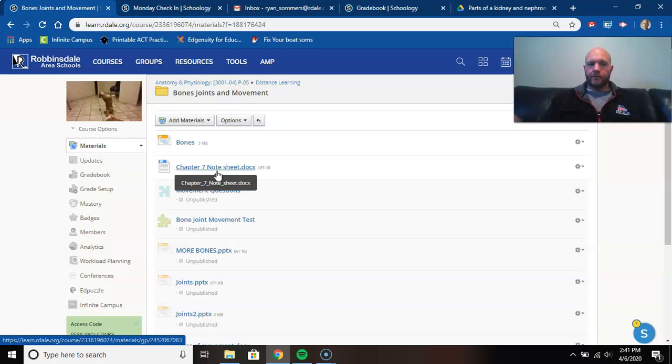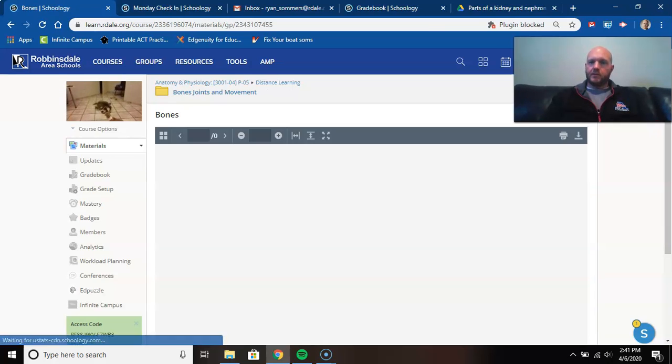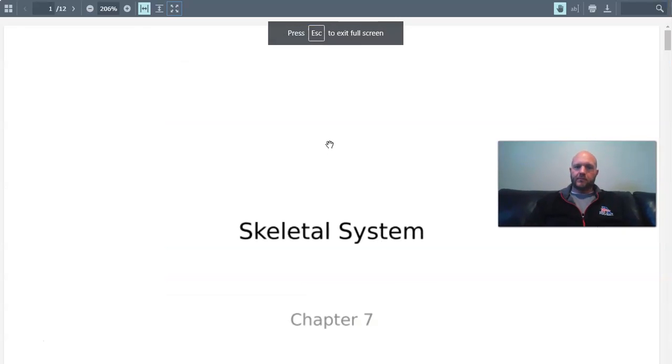So if you're going to do it, great. If not, you're still going to need to know the information because that's what this unit is about. This bones one is where we start. And we're going to go through parts of a long bone and then types of bones.